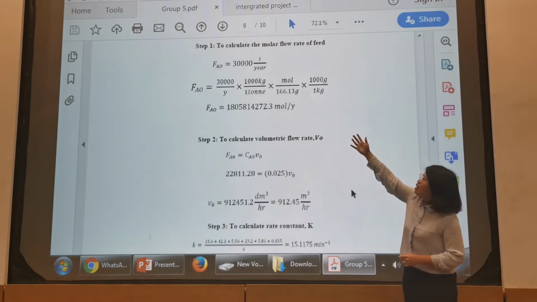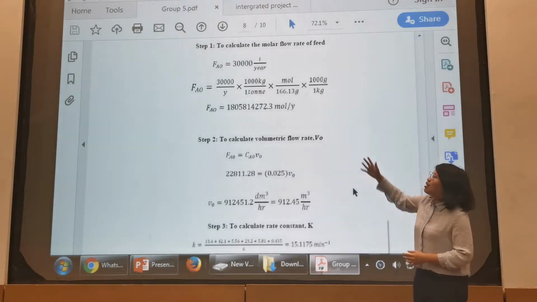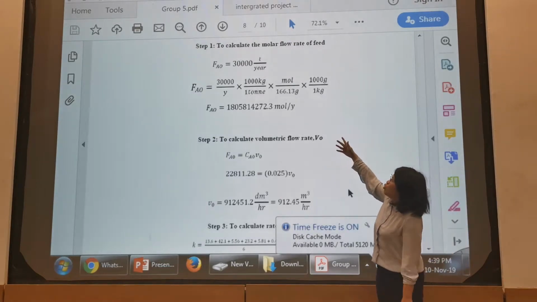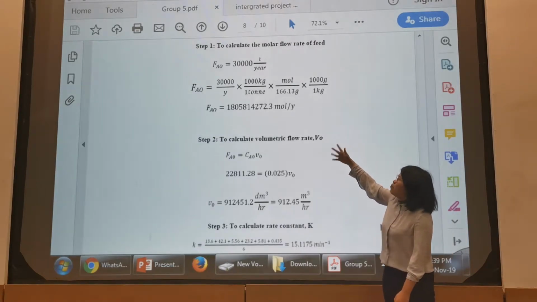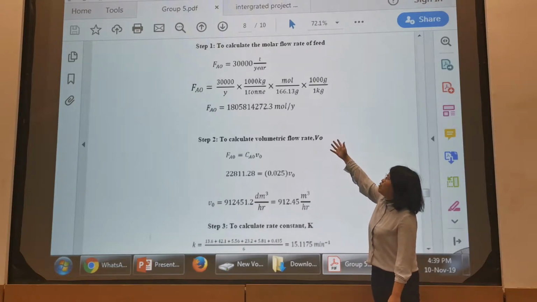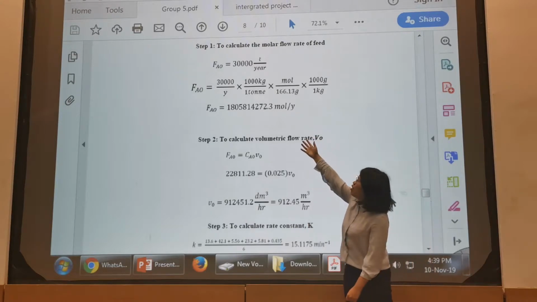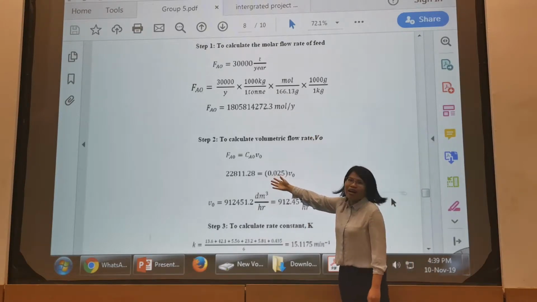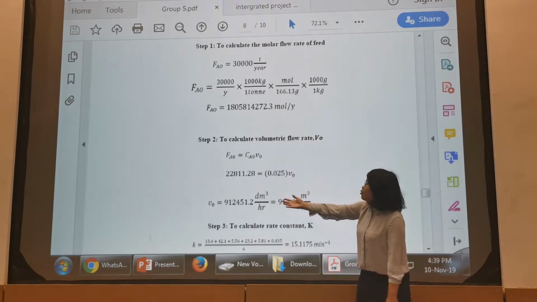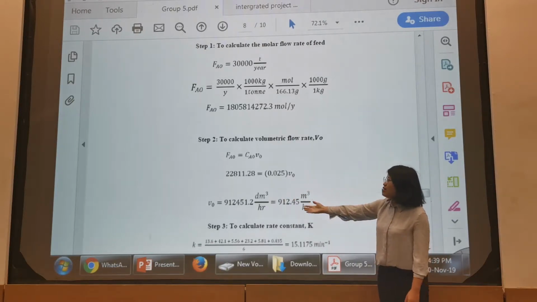First we take the 30,000 from the question and convert it to mole per year, because the Ca is in mole per volume. Here we have already converted our mole per year to mole per hour. So we calculate our volumetric flow rate based on this formula, and we get this.